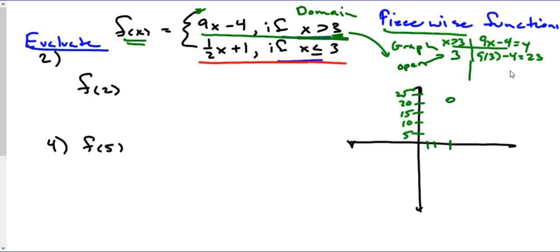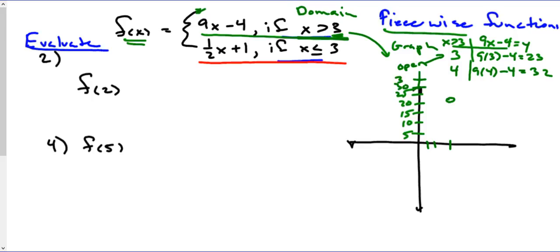Next one, we're going to plug in a value where x is greater than 3. So we're not going to plug in a 2. We're not going to plug in a 1. We're going to plug in maybe like a 4. All right, plug in 4. When you plug in 4, we're going to have to take 9 times 4 minus 4. It's going to be 36. 36 minus 4 is going to be 32.